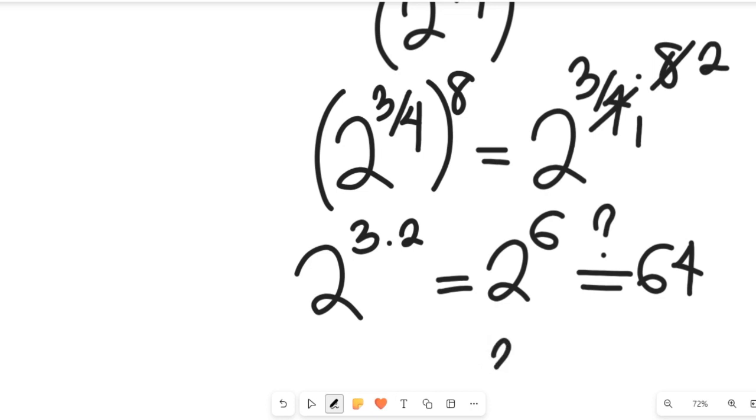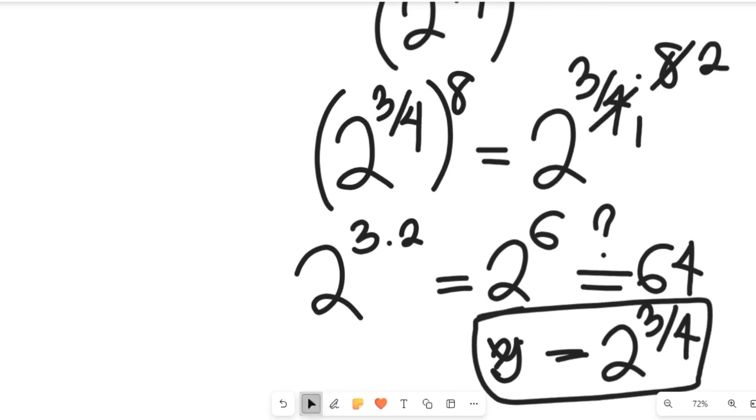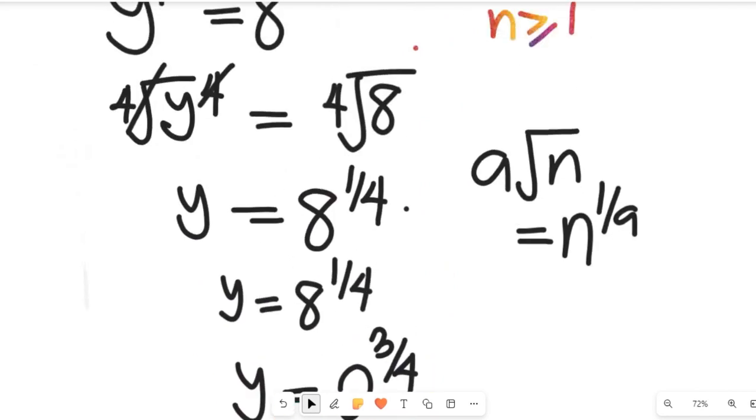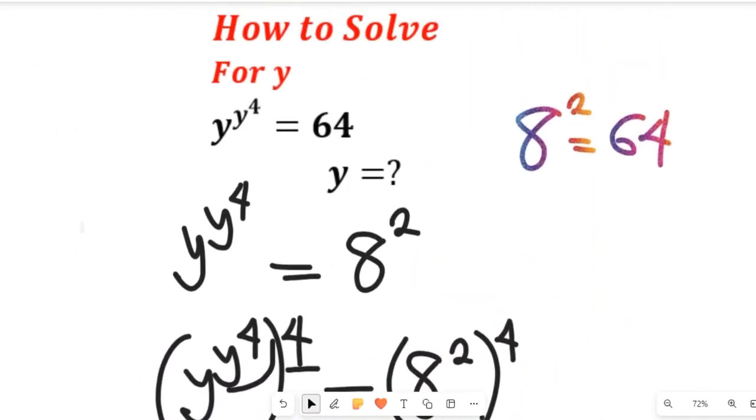So the value of y equal to 2 to the power of 3 divided by 4 is truly the solution, the value of y that satisfies that exponential equation given to us in the initial question.